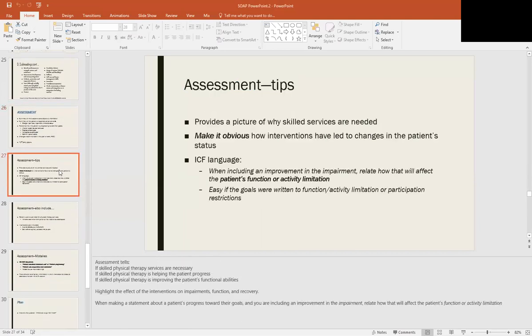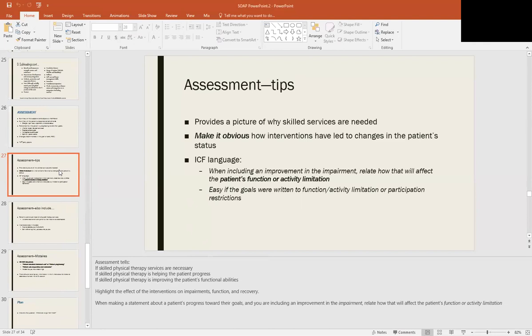Some tips for writing the assessment: you want to provide a picture of why skilled services are needed. You want to make it obvious how the interventions have led to changes in the patient's status, and you want to use ICF language. So when including an improvement in the impairment, relate how that is going to affect their function, activity limitation, or even participation restriction. This is usually easily done if your PT wrote very good functional goals. You just comment right in the assessment on how they're making progress towards that goal or function.